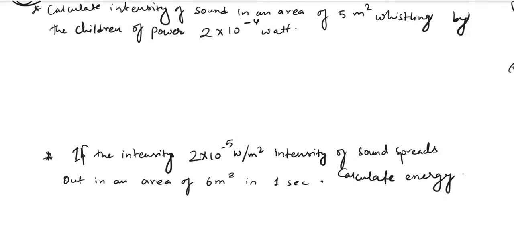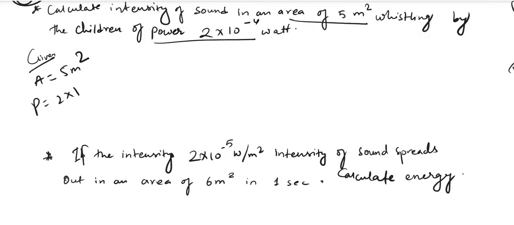Calculate the intensity of sound in an area of 5 meter square. Area is given, 5 meter square, and the power is given, 2 into 10 to power minus 4 watt. So we have to find what? We have to find intensity.